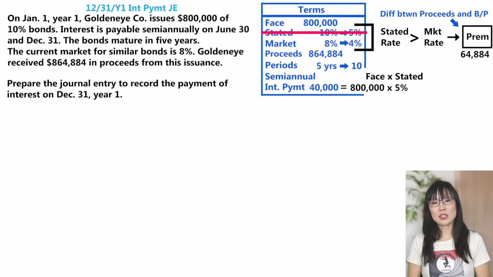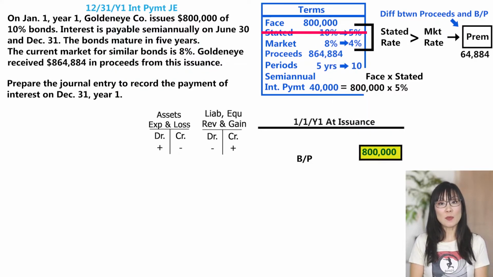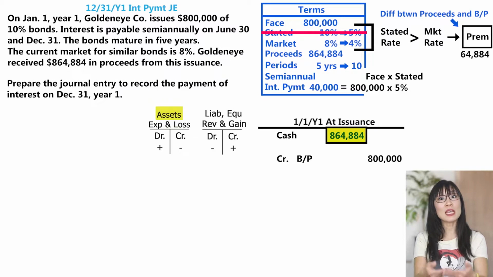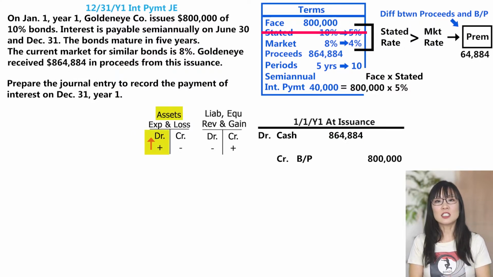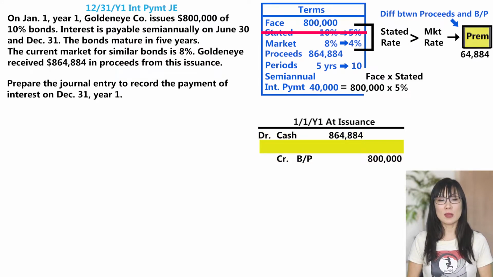As a review, let's do the entry at issuance. Start with the bond payable. We use the face, that nice round $800,000. Liability increasing, that's a credit. Then they give us the bond proceeds, $864,884. Cash coming in, that's a debit. The difference goes to a premium or discount. Here, the proceeds exceed the bond payable, so it's a premium, which is an adjunct account. It's adjunct to the bond payable, so it gets recorded on the same side as the bond payable, credit, $64,884.